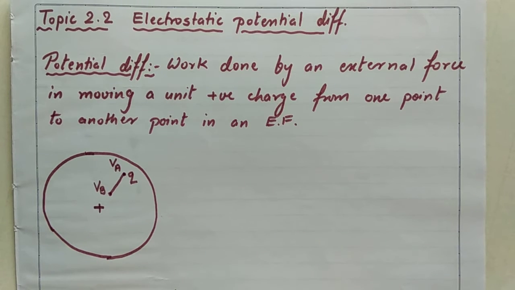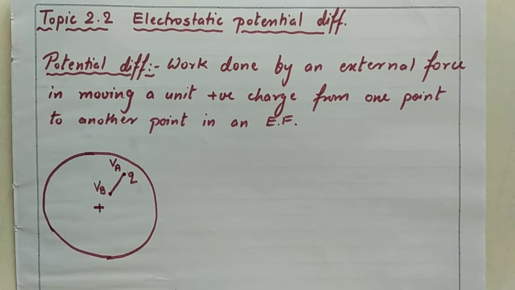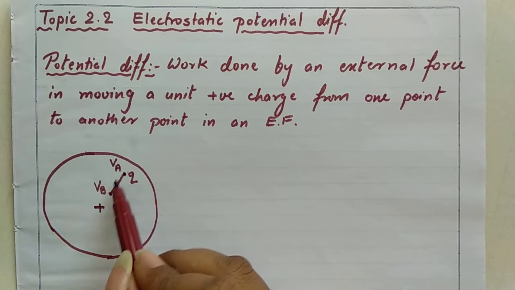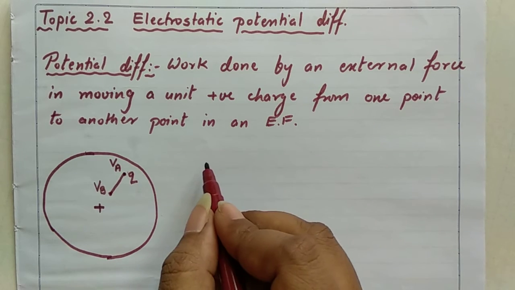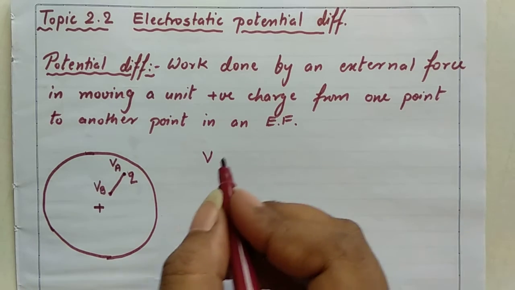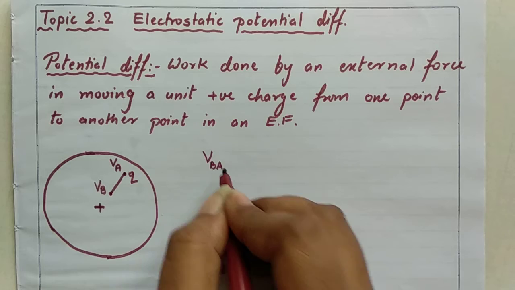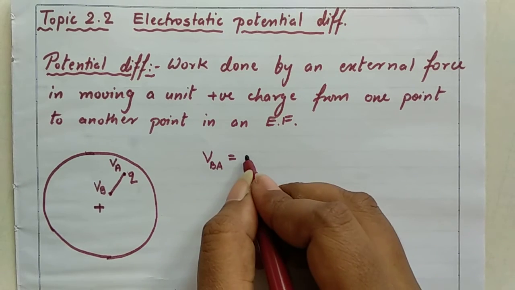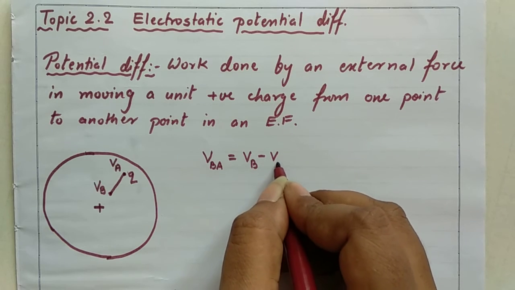Work done by an external force in moving a unit positive charge from one point to another in an electric field is known as potential difference between those 2 points. The symbol of the potential difference is also V. How I'll write it? V. This is the potential difference between B and A point. That will be potential at B minus potential at A.